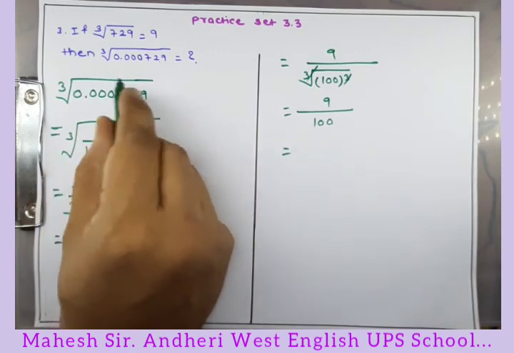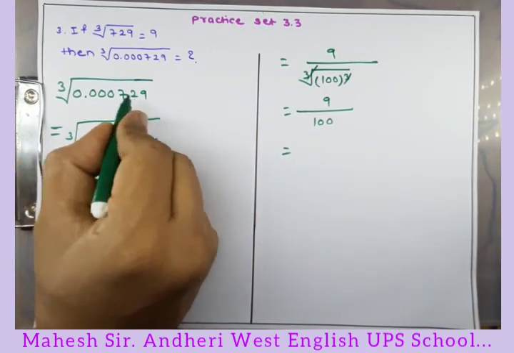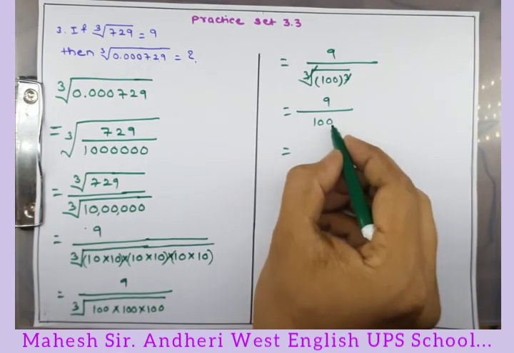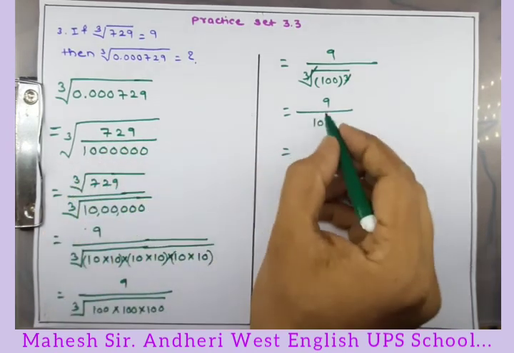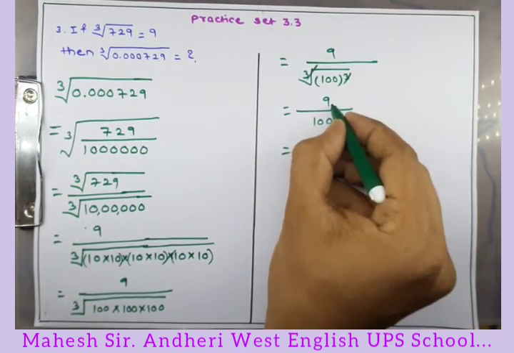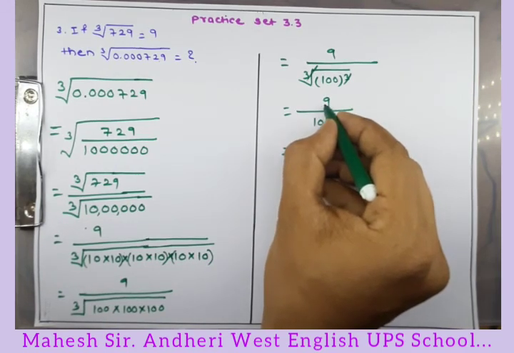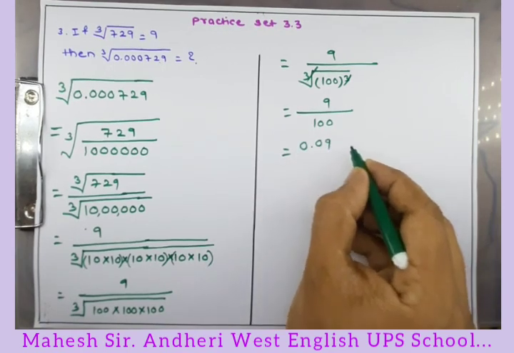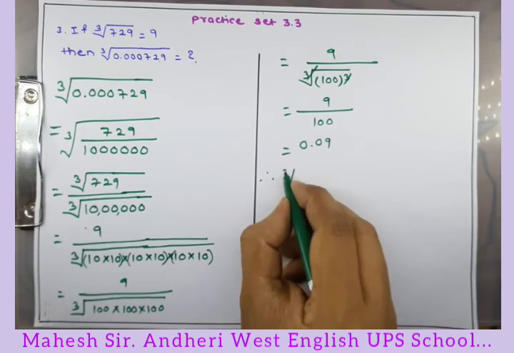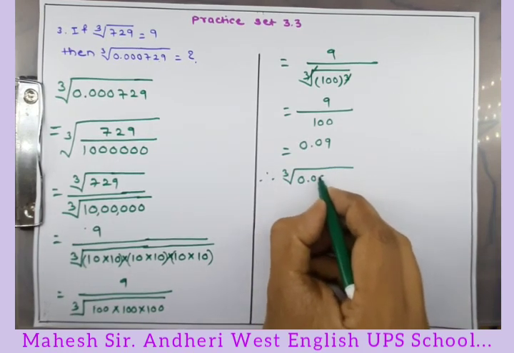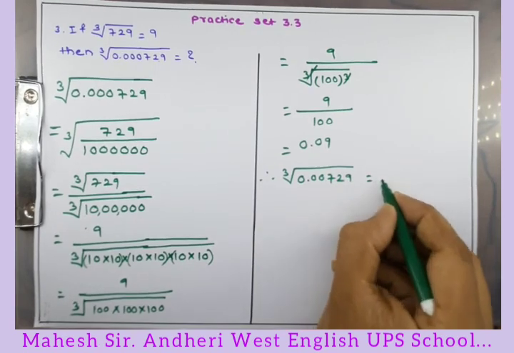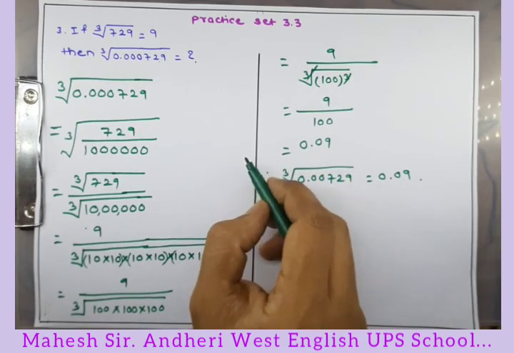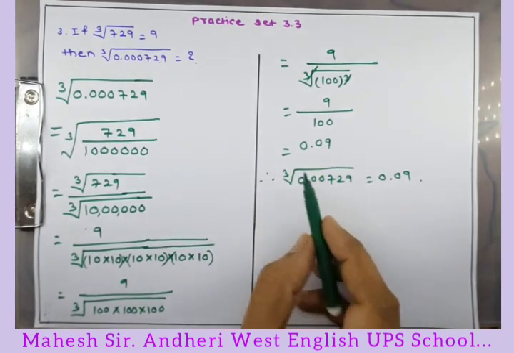So 100 is there, if we have to write it in decimal form, in the same manner after the point 6 digits are there, so I have written 10 with zeros. Here the opposite is there, that is 2 zeros are there, so we'll move 2 places left of this number. So now the point is here after 9, so I will write point, 0 and 9, so 0.09. This will be our answer of cube root of 0.000729 is equal to 0.09. Right? I hope you have understood this problem set, practice set 3.3. Thank you for watching.